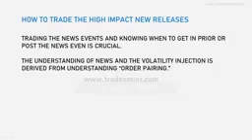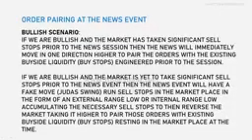So the understanding of news and the volatility injection is derived from understanding order pairing, and we went over order pairing in the core concepts, right? So in a bullish scenario, if we are bullish and the market has taken significant sell stops prior to that news session, then the news will immediately move in one direction higher to pair the orders with the existing buy side liquidity, those buy stops, right, engineered prior to the session.